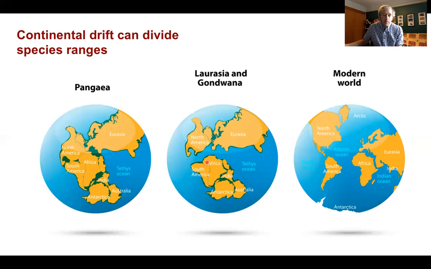Then they started to break up, and the first split was what we call Laurasia and Gondwana. So the split of Laurasia and Gondwana meant we had North America and Eurasia, so Europe and Asia, in one continent of Laurasia, and South America, Africa, India, Antarctica, and Australia were joined together in a second supercontinent called Gondwana. In the modern world, they've split as we know now.